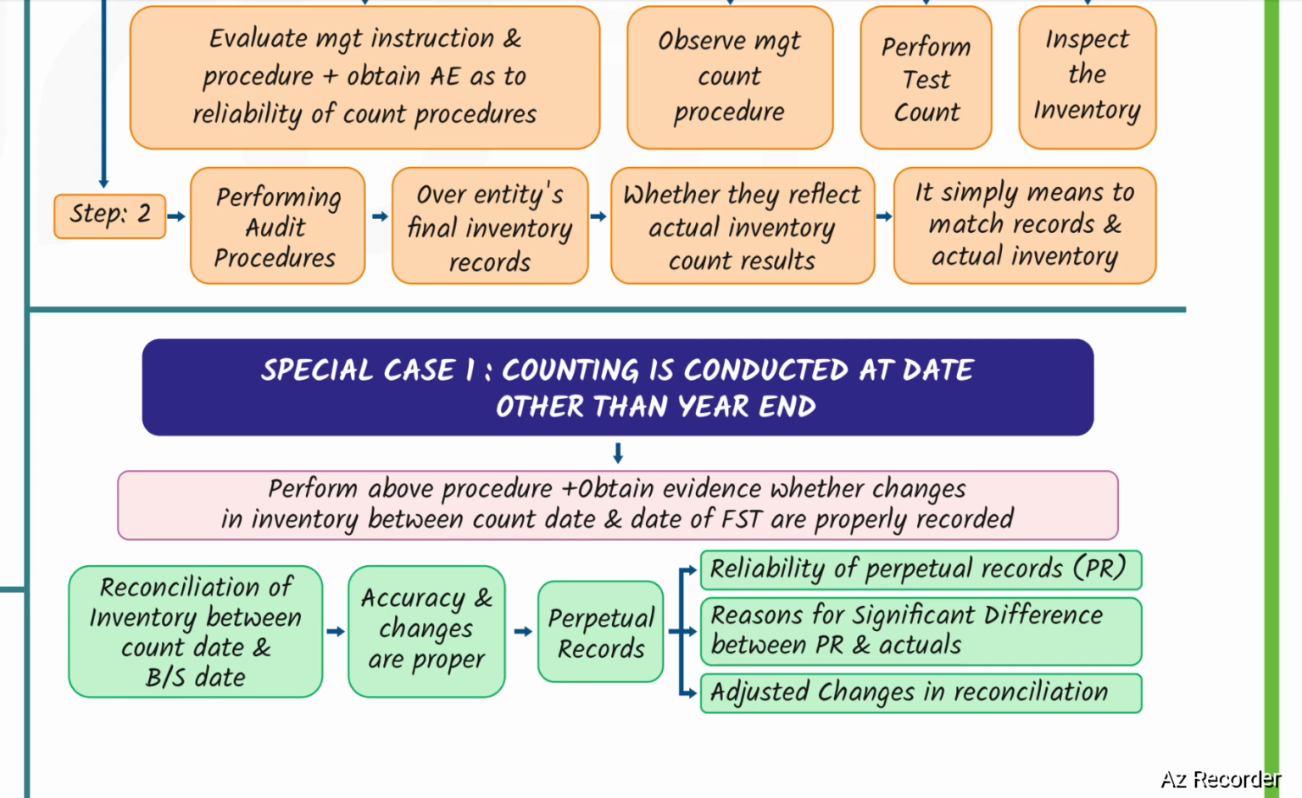We need to check the perpetual records. Regarding perpetual records, we need to check the following things: reliability of the perpetual records, reasons for significant difference between perpetual records and actuals, and adjusted changes in reconciliation.